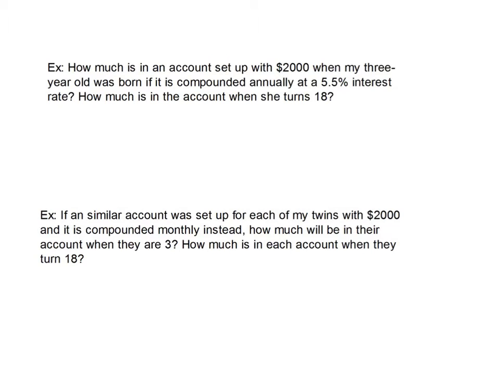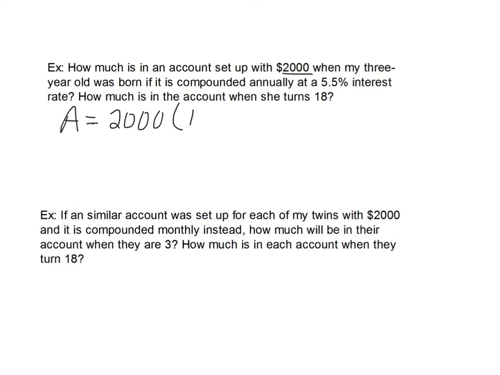how much is in an account set up with $2,000 when my 3-year-old was born if it is compounded annually at a 5.5% interest rate? How much is in the account when she turns 18? Okay, so there's two parts to that problem. First of all, we don't know the amount in either case, but we know that $2,000 is the principal.